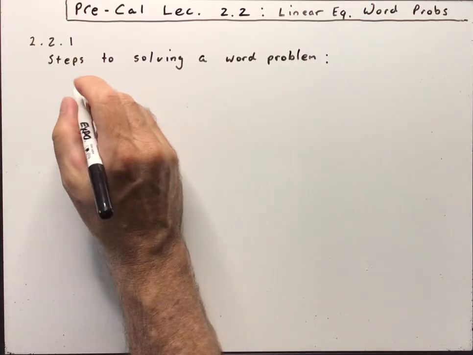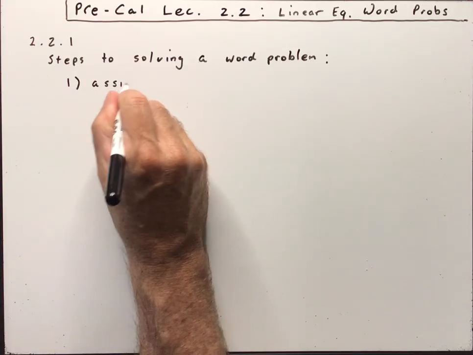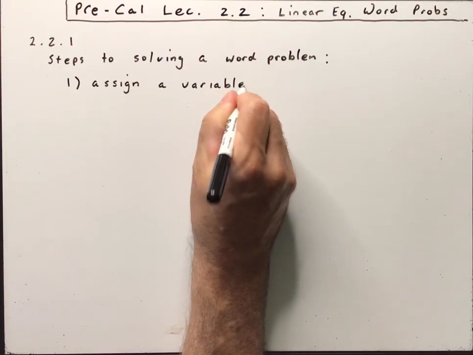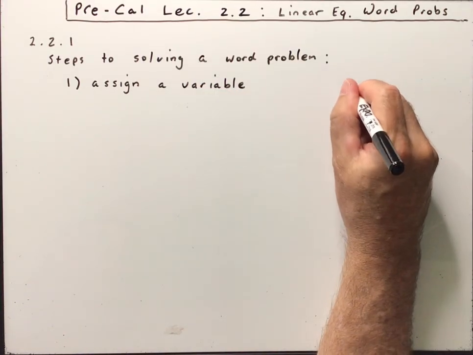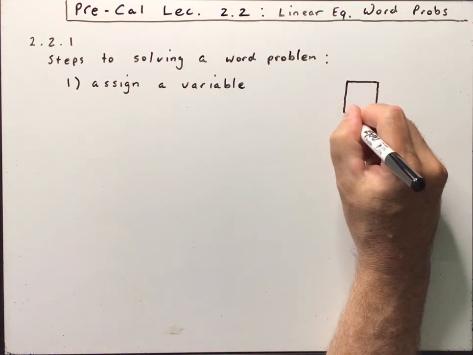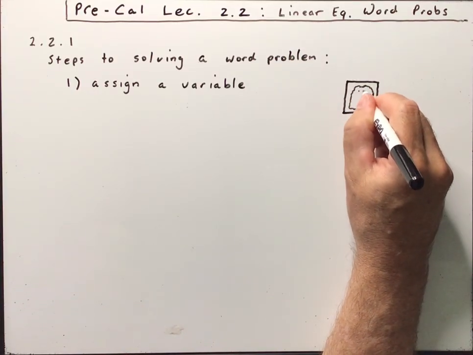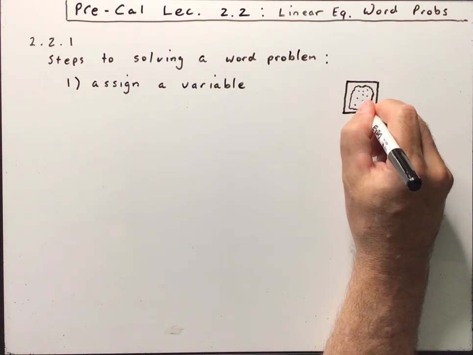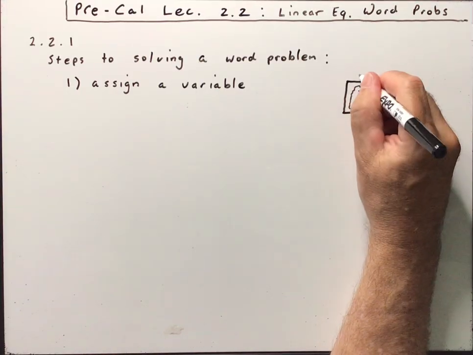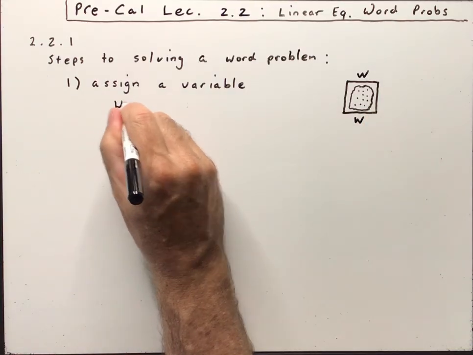All right, so step one would be to assign a variable. Now, it can help to draw a picture, so let's just go ahead and draw a picture of a Pop-Tart. So kind of a rectangle there, maybe it's got a little icing, maybe some sort of treat within the icing there. And we want to call W equal to width.